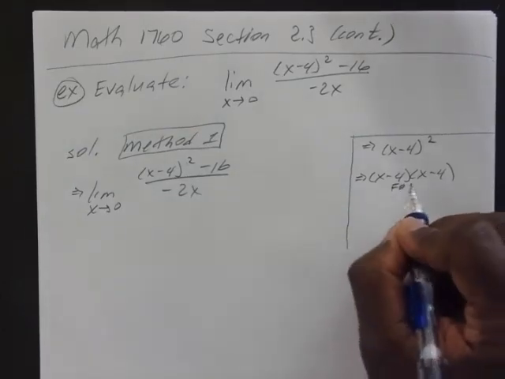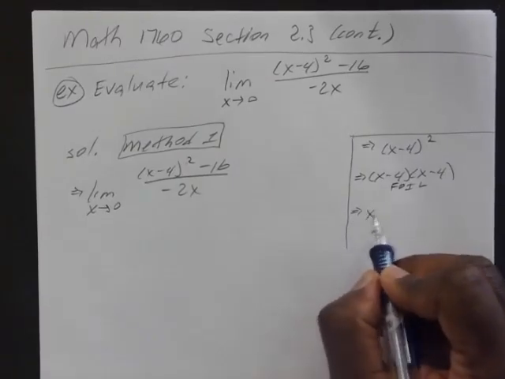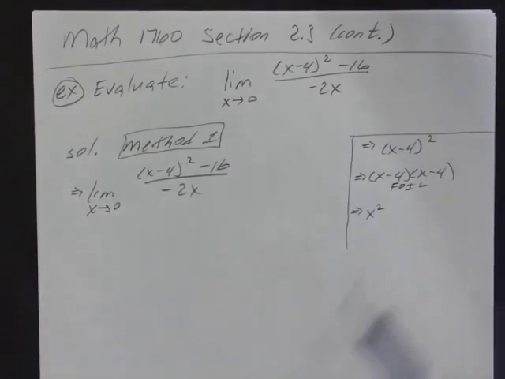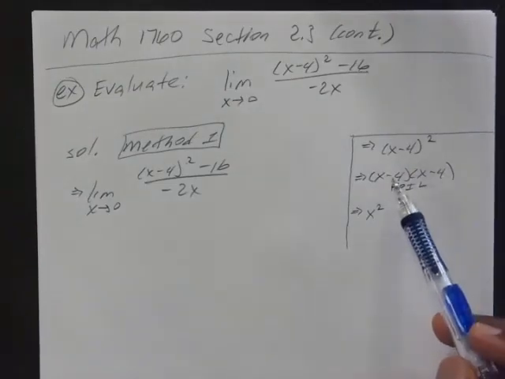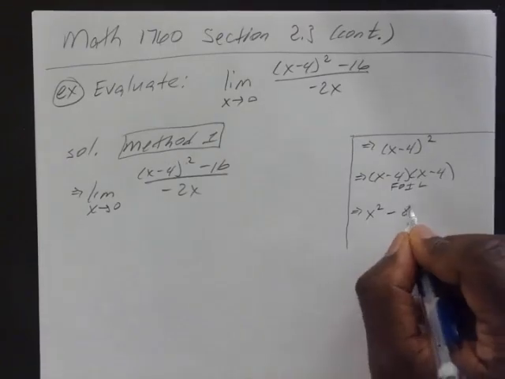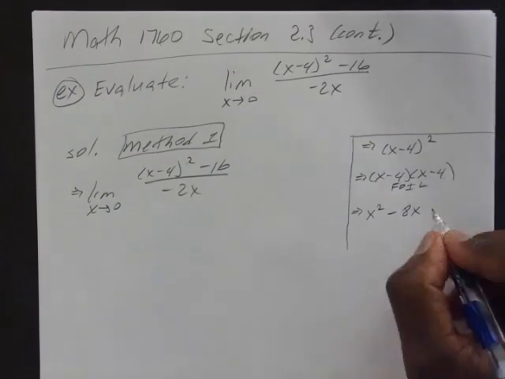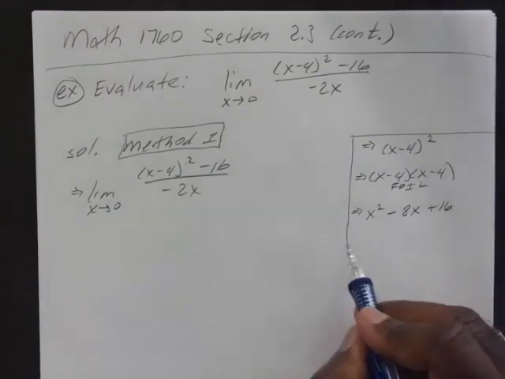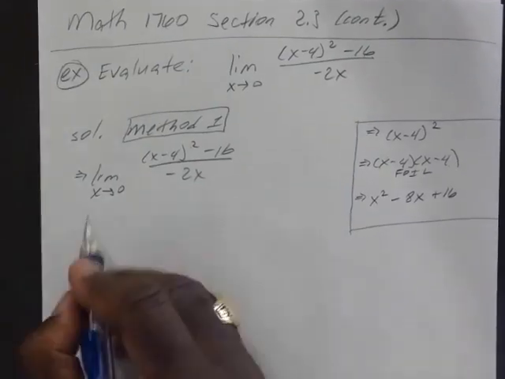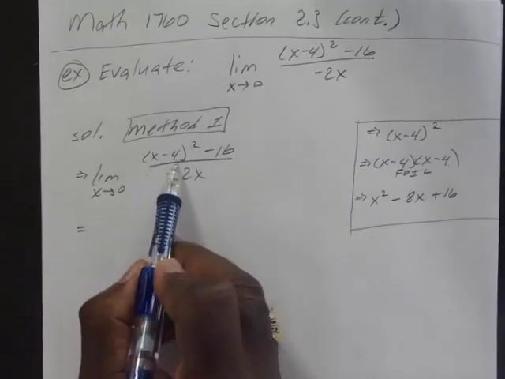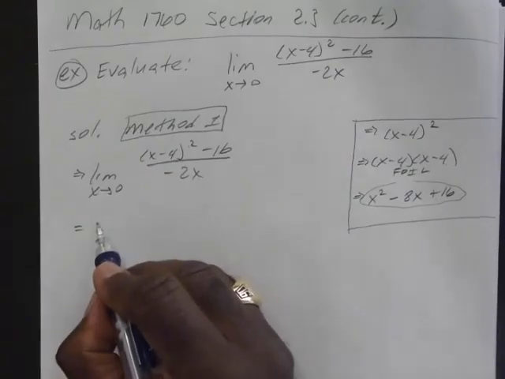Go ahead and do the FOIL method. We get our first terms, which gives us x squared. Our outer term is -4 times x, and our inner term is -4 times x. So if we combine those, we get -8x. And our last is -4 times -4, just +16. So we just replace the (x - 4) squared with x squared minus 8x plus 16.